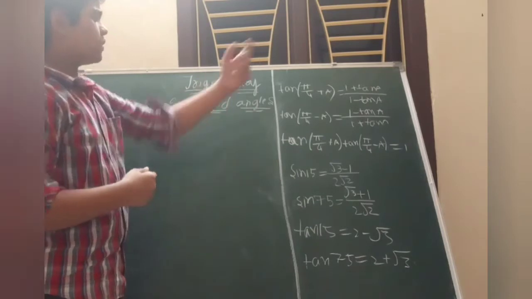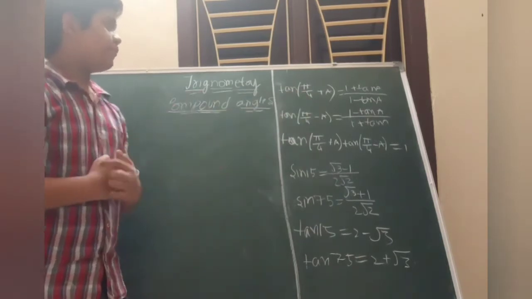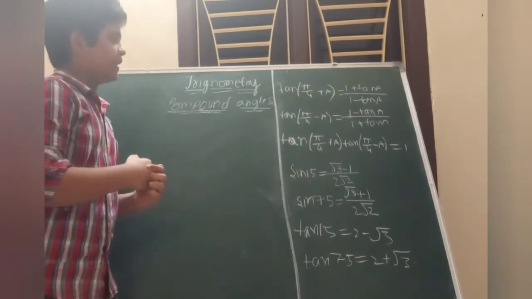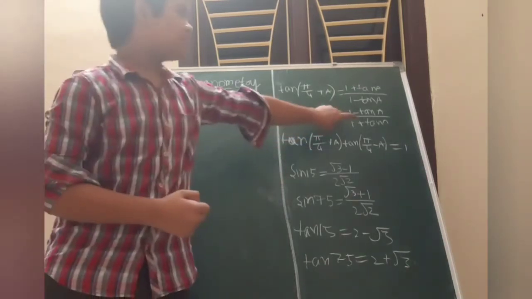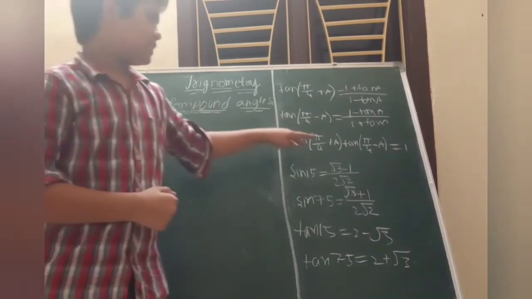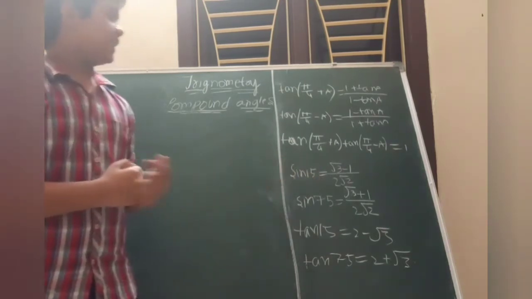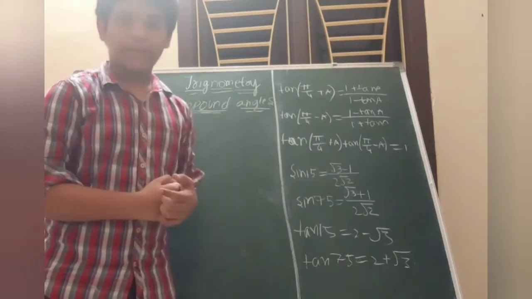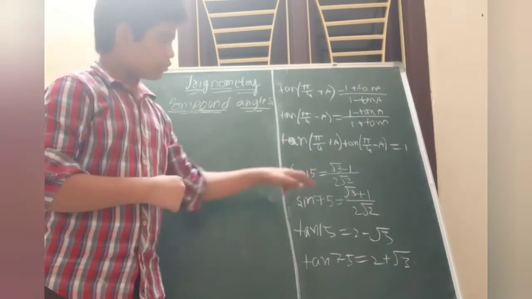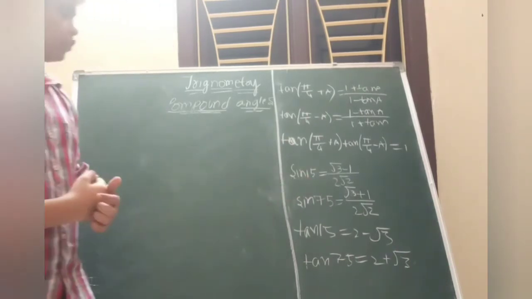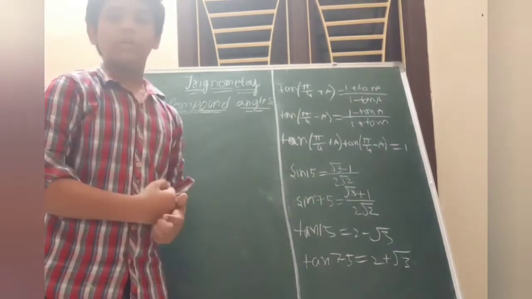So now let us learn some more formulae of compound angles. The first one is tan pi by 4 plus A is equal to 1 plus tan A by 1 minus tan A, and the second one is tan pi by 4 minus A is equal to 1 minus tan A by 1 plus tan A, and the third one is tan pi by 4 plus A into tan pi by 4 minus A is equal to 1, and the fourth one is sin 15 is equal to root 3 minus 1 by 2 root 2, and sin 75 is equal to root 3 plus 1 by 2 root 2, and tan 15 is equal to 2 minus root 3, and tan 75 is equal to 2 plus root 3.